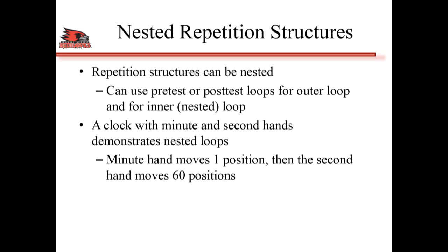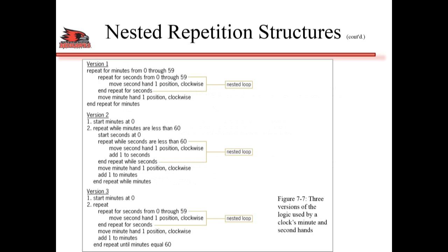So you have a for loop or a do while or whatever loop for the second hand. Once it gets done, then another loop for the minute hand moves by one, and it makes the nested second hand loop do it all over again. So you have a loop within a loop.